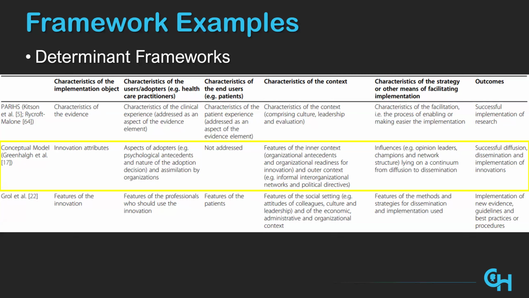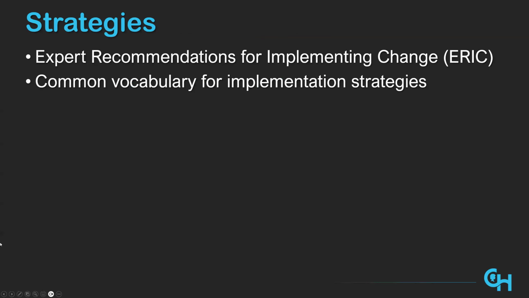Characteristics of the strategy or other means for facilitating in this framework include influences such as opinion leaders, champions, network structures, and looking at those across a continuum from diffusion of the change to dissemination of the change. And outcomes here being successful diffusion, dissemination, and implementation. So there are some terms in here that may be familiar, but may have some slightly specifically different definitions within implementation science. So we'll talk about those in a few slides as well.